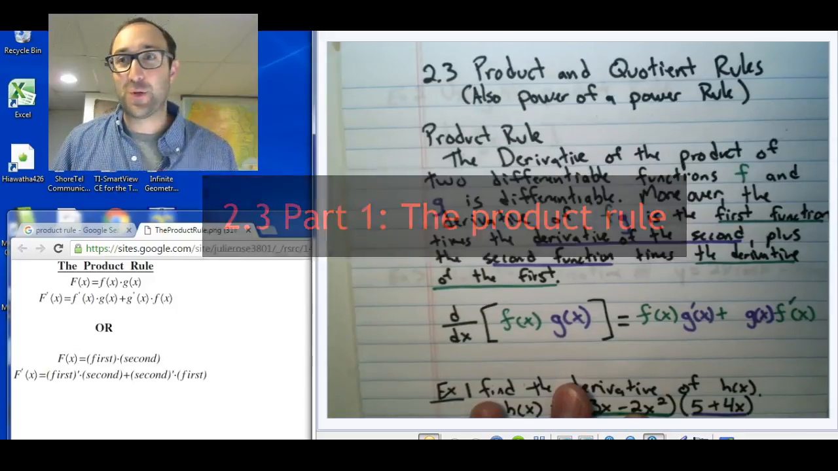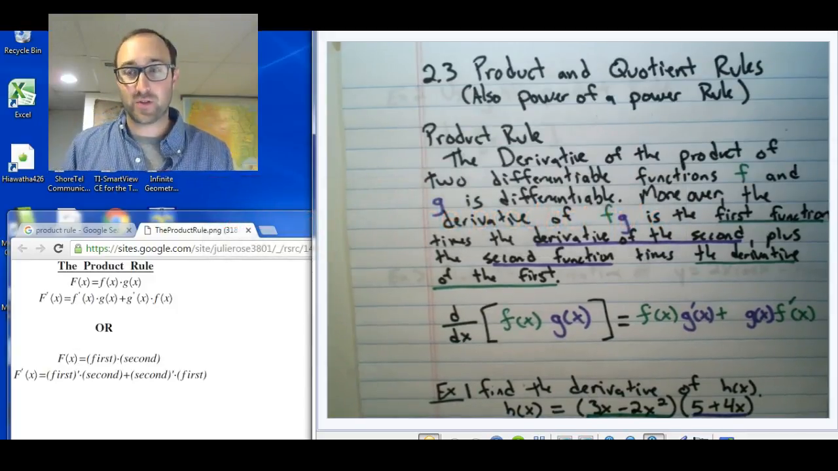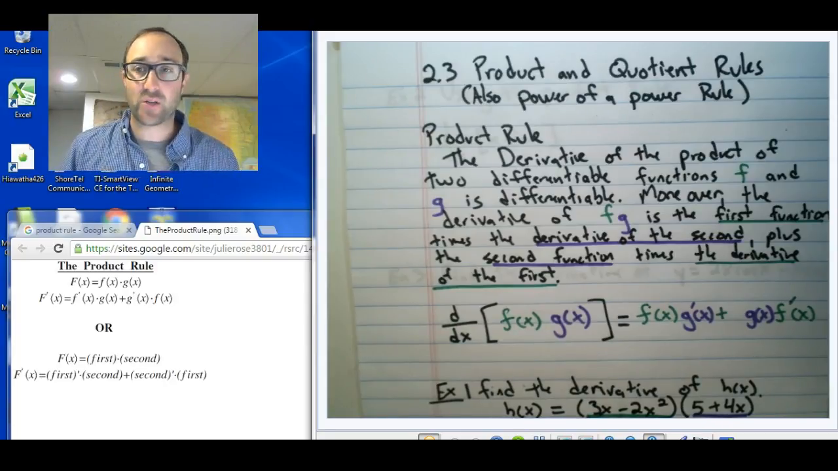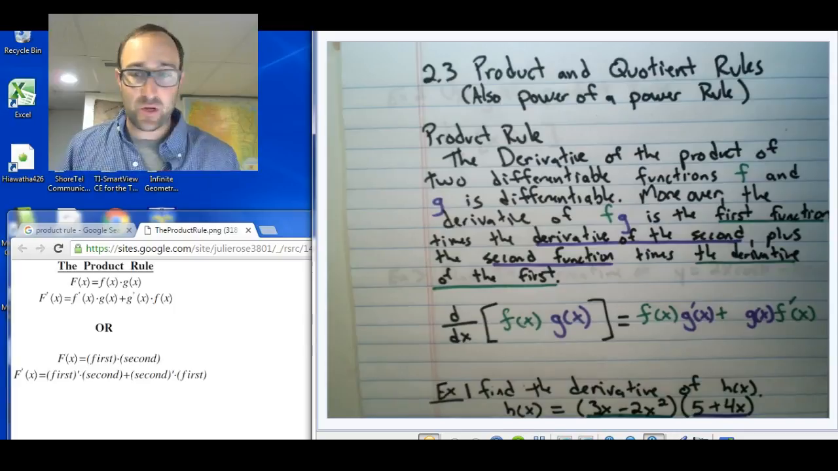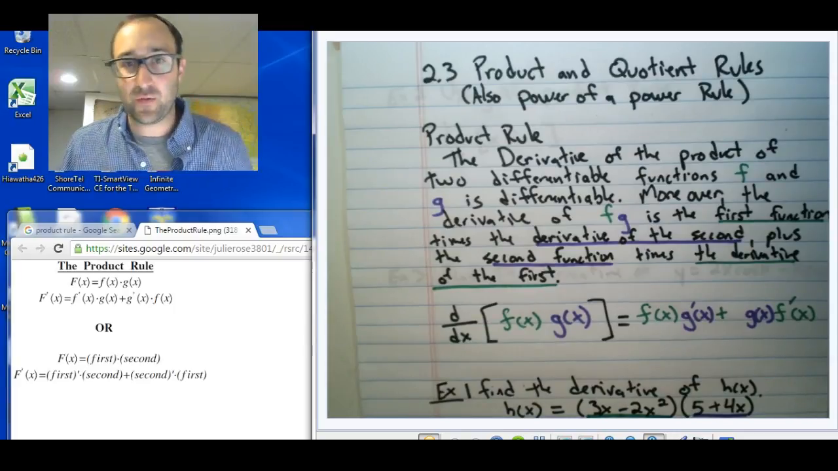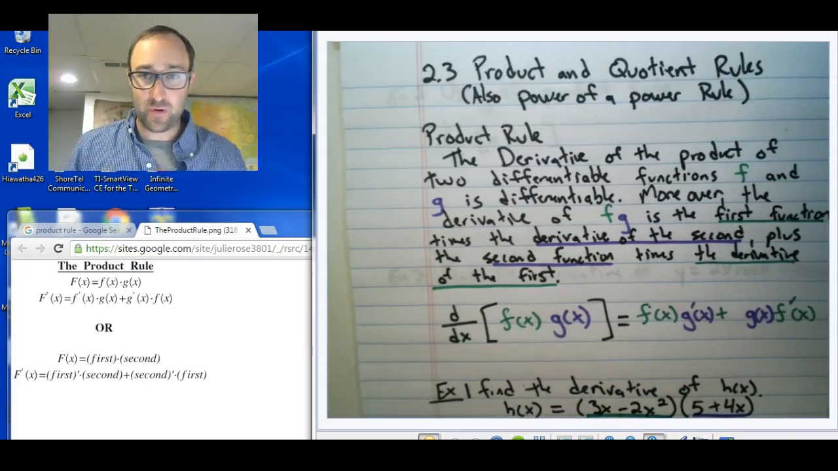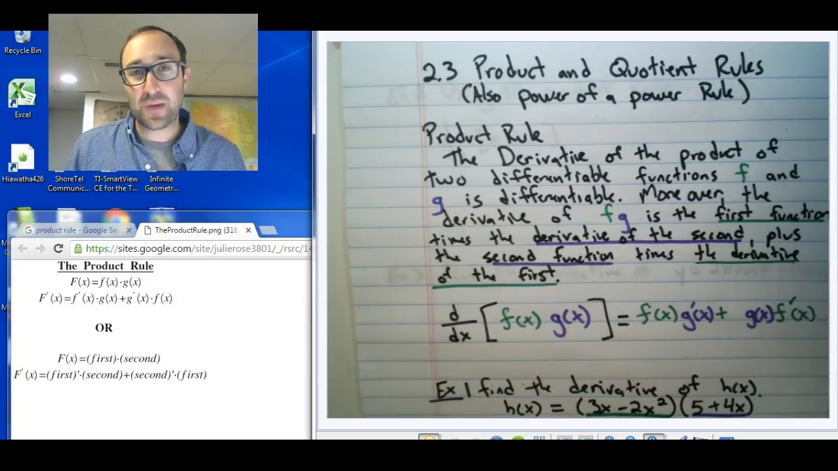Hey everyone, welcome to 2.3, product and quotient rules. Also there's power over power, and there's also higher order derivatives. We are going to look here. Today's video is going to be about just the product rule. So we're going to do that and do a couple of examples, and then we'll move on so that way you don't have to watch this for 25-30 minutes for one video, because that's hard for me to speak without making any mistakes, as I just showed you right there.